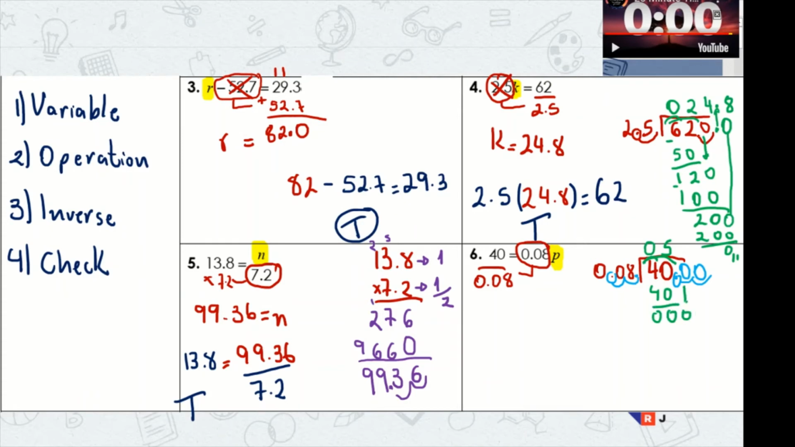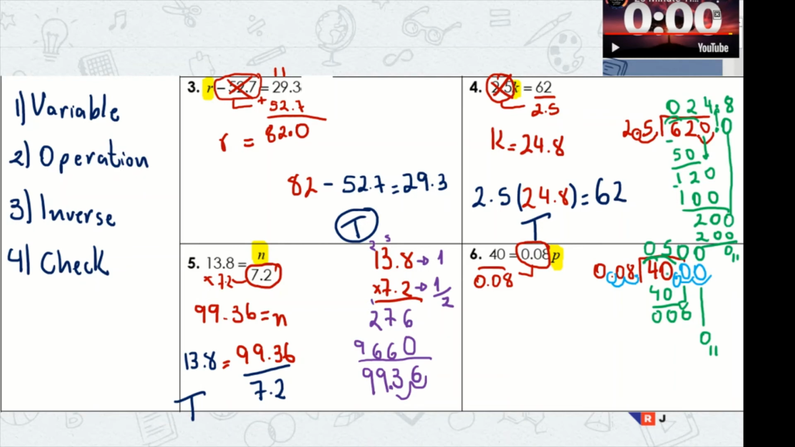How many times does 8 go into 0? 0 times. Then 0 minus 0 is 0. Let's bring down the other 0. How many times does 8 go into 0 again? 0 times. And here is the end of the equation.